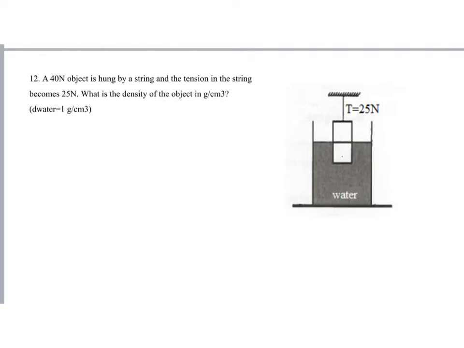Now here we have an object with a weight of 40 Newton. It is hung by a string as in the figure. The tension in the rope is 25 Newton. So the upthrust force is equal to 40 minus 25, which is 15 Newton. We have two portions, let's say this one is V, so the volume of the object is equal to 2V. So upthrust force is equal to density of liquid times immersed volume times g.